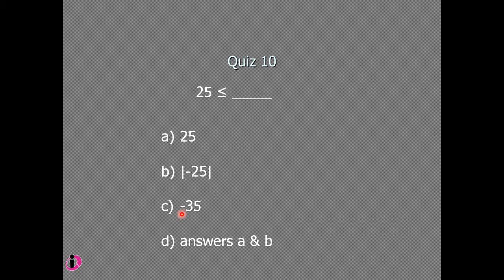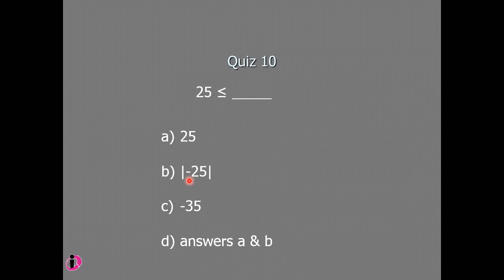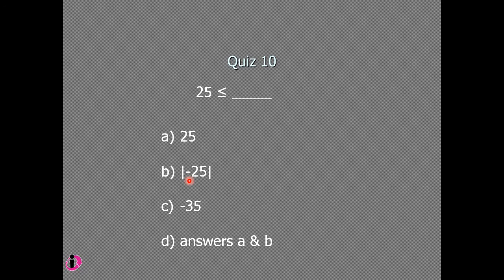I think A and C, right? I'm sorry, A and B, right? Because A is 25 itself, so any number is equal to itself. Look at the relation, is less or equal, so it's possible. And the absolute value of negative 25 is 25 as well. So it is A and B both, so the right answer is D.